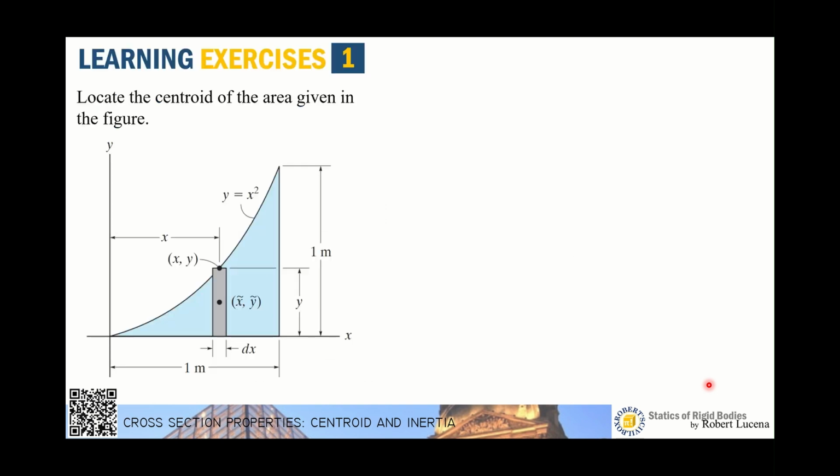So let's locate the centroid of this given shape using integration, because the cross section is not made of common shapes, so the best solution is using integration.